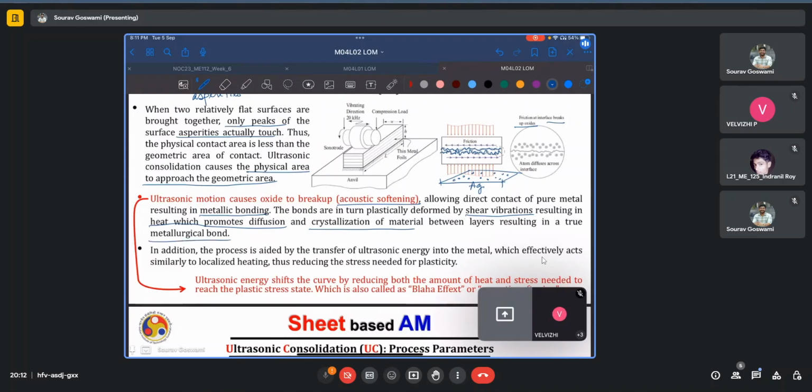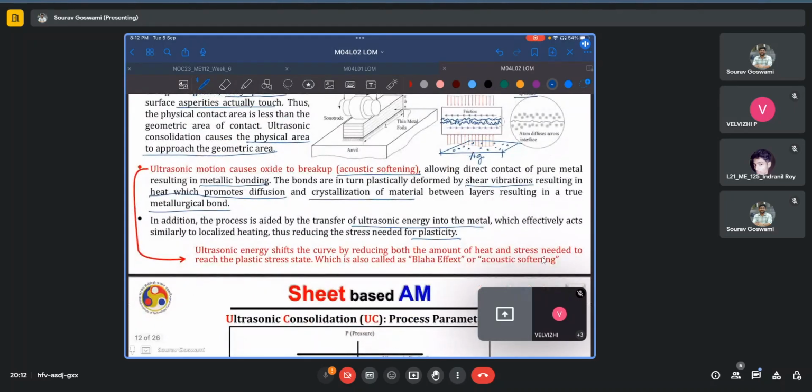Further, the process is also aided by the transfer of ultrasonic energy into the metal, which effectively acts similar to localized heating and reduces both the elastic modulus as well as the threshold critical stress needed to reach the plasticity zone. The ultrasonic energy shifts the curve. So this is some characteristic curve which shows the stress needed to reach the plasticity zone, reducing both the amount of heat as well as the stress needed to reach the plastic stress state. This was first observed by Blaha sometime in the 1950s, maybe 1955, and is named the Blaha effect or acoustic softening.